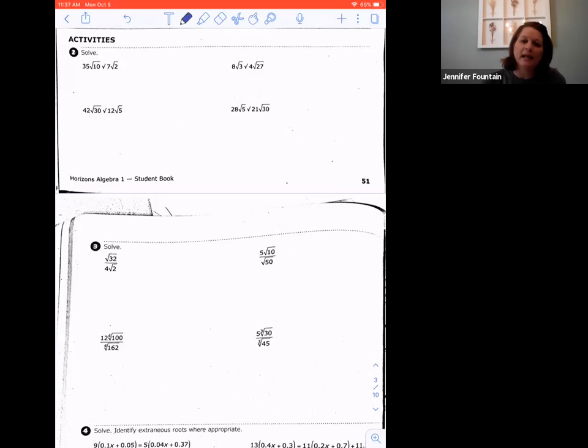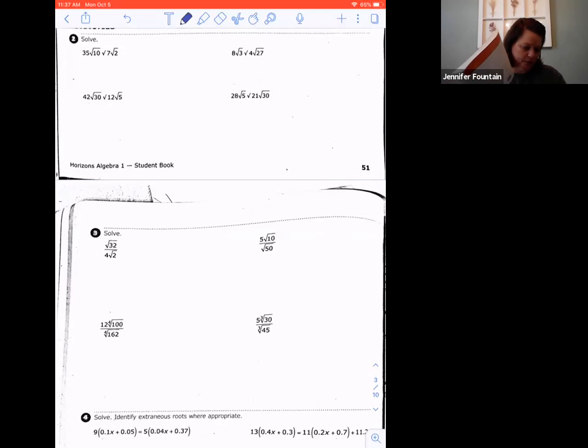Go ahead and get out a piece of paper. We're going to go ahead and get our lesson, our paper started for this assignment. Let me open my textbook so I can open a different little piece of paper on here. This is page 51.